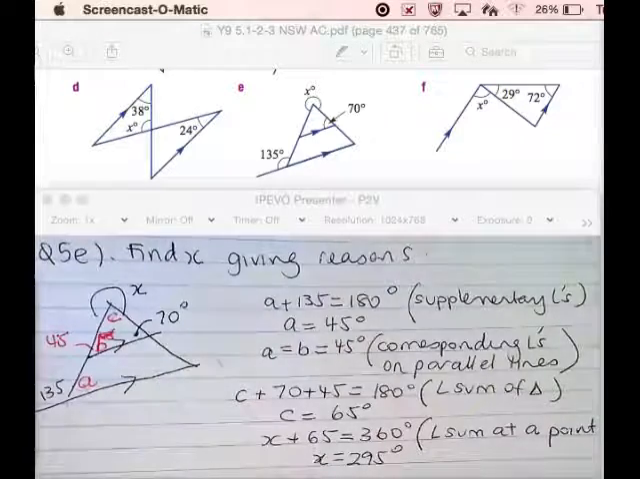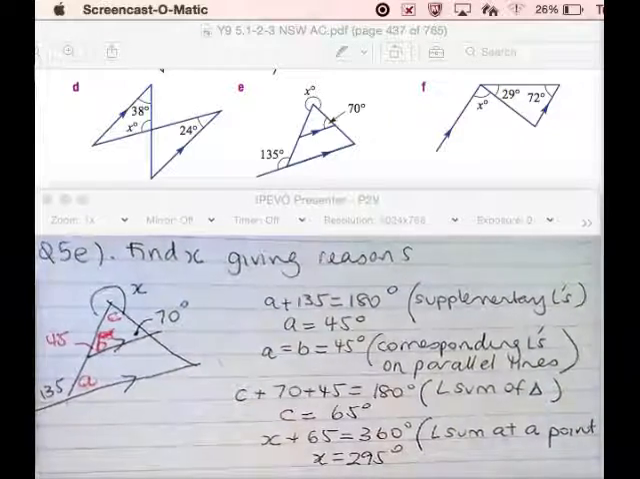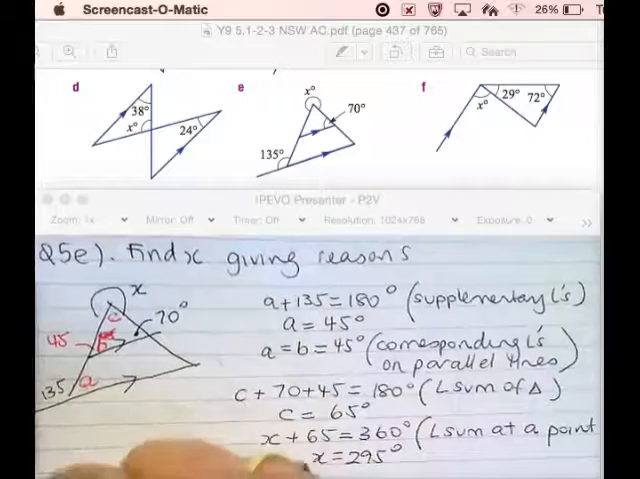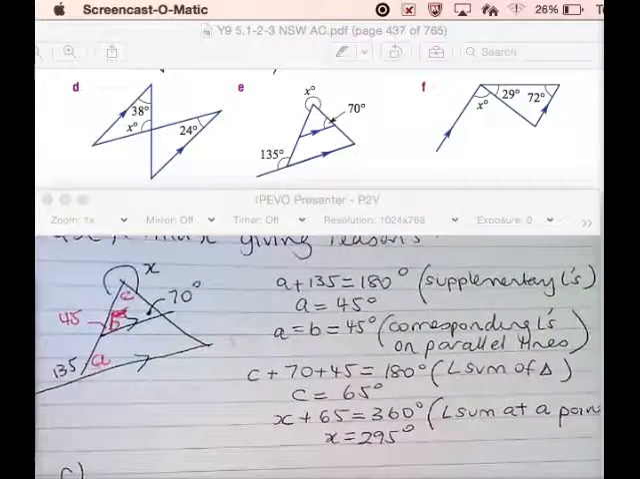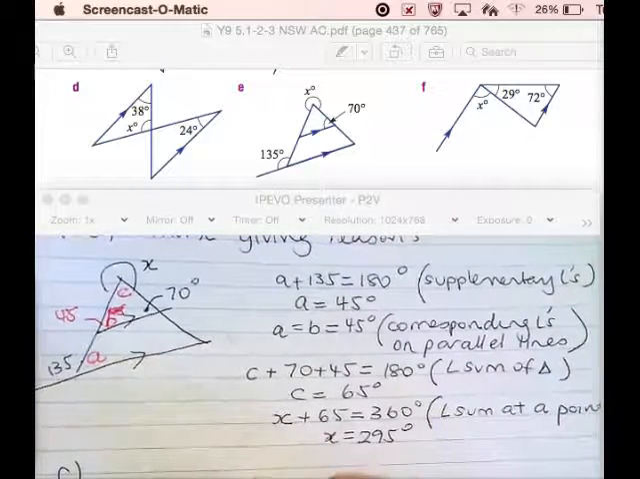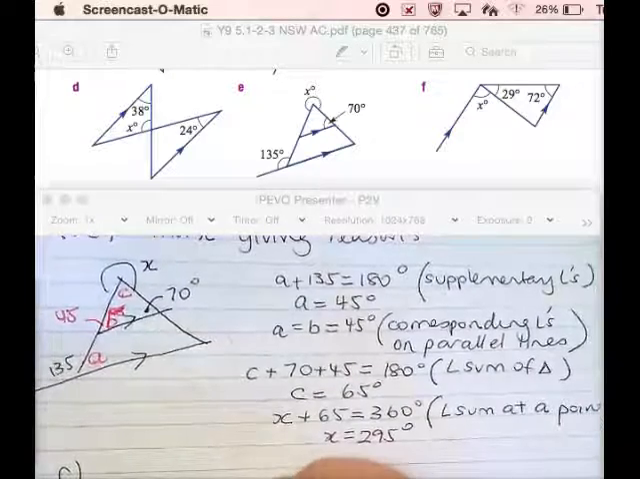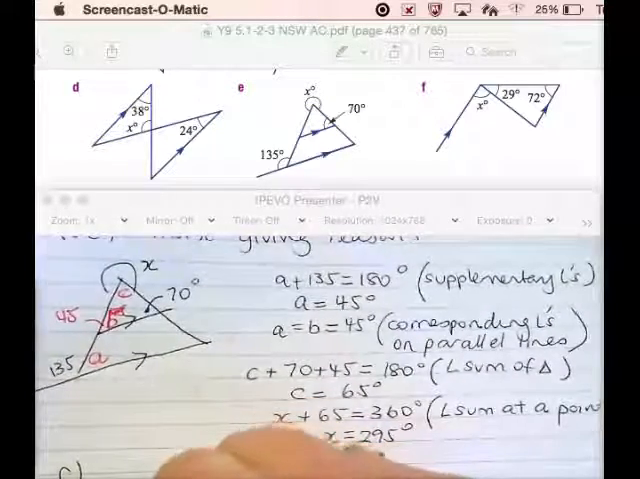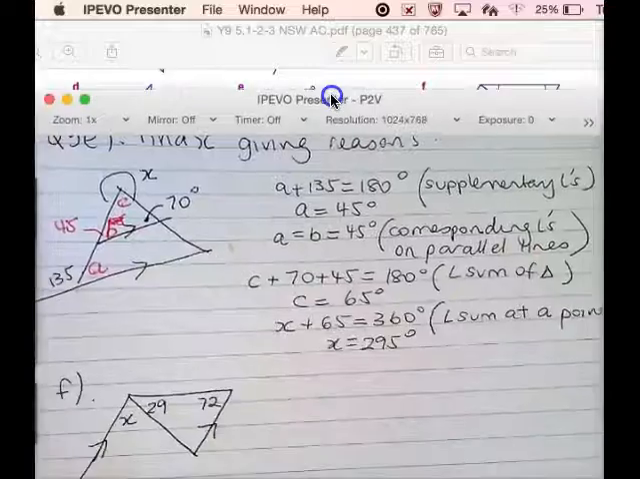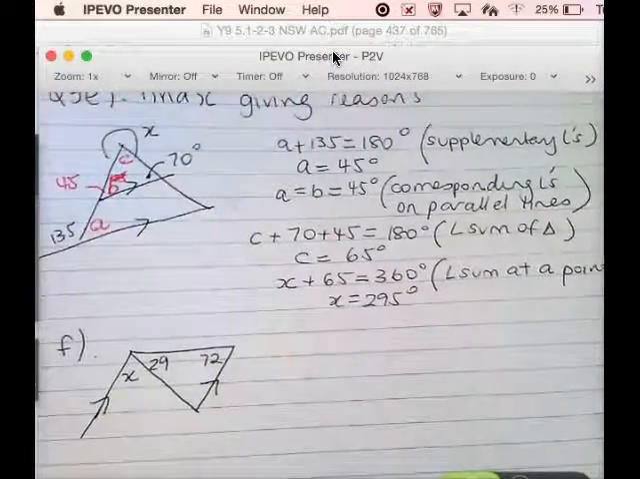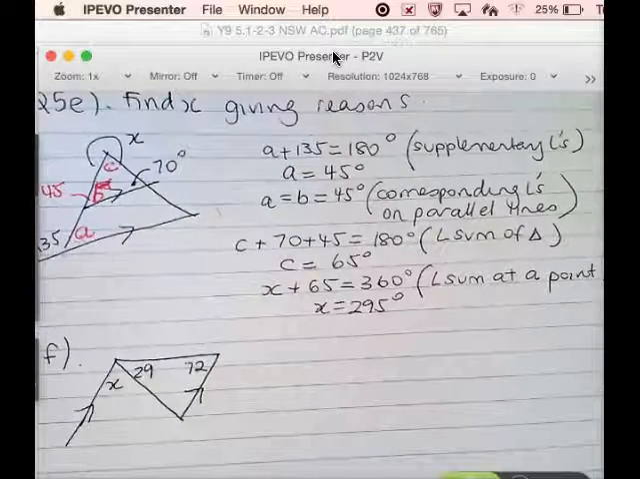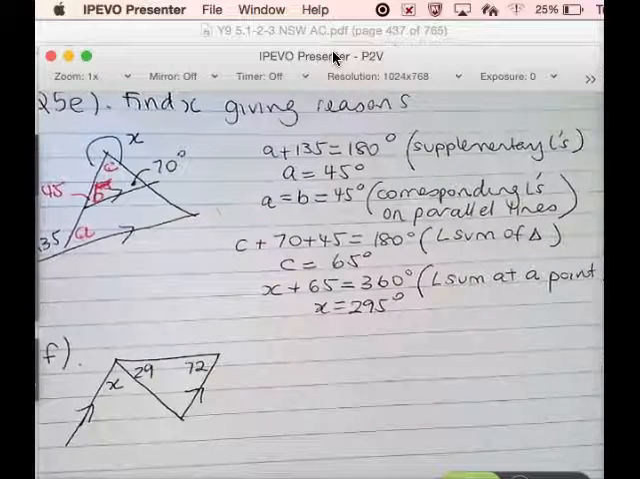I want to do f because I want to do it in one step. Can I move it up a little bit? I'm actually going to draw f so that I can move the page anyway. Because f can be done in one step, and I want to see if you can see it. Now I'm moving the whole page up. Again, find f, x, giving reasons. Do you know how you can do that in one step?